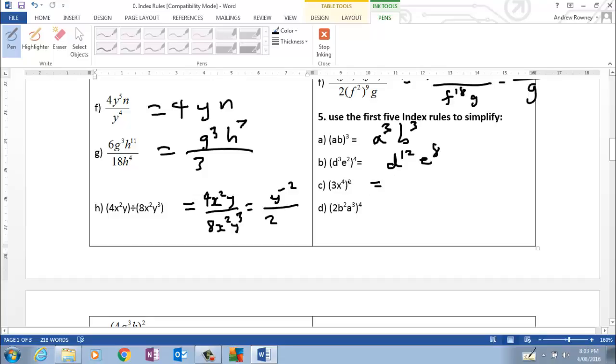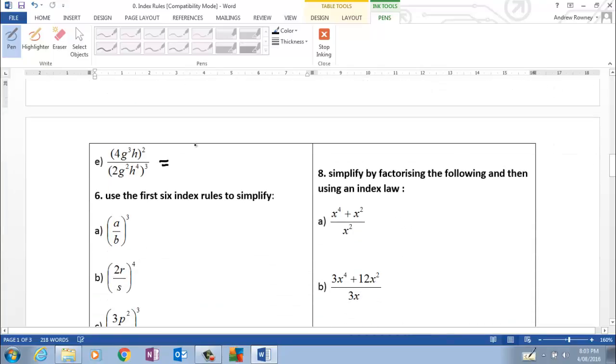This one here, the 2 goes with both of these, so it goes with the 3, so it's 3 squared, and it's x8. 3 squared is 9, so it's 9x8. This one here is 2 to the 4 times b to the 8 times a to the 12, so that's 16 b8 a12.